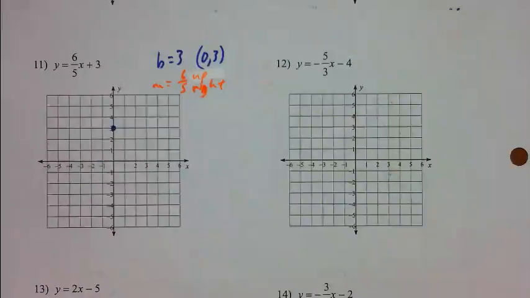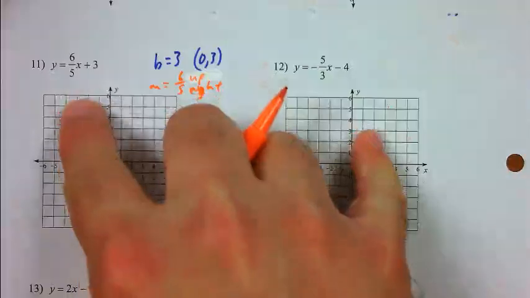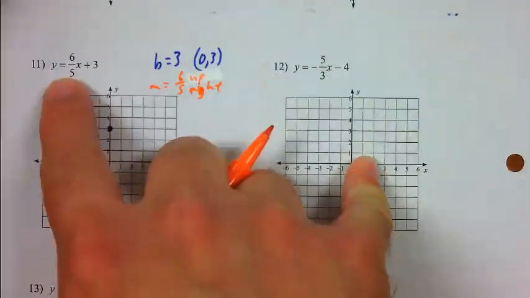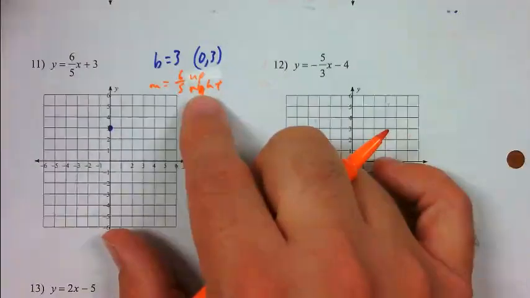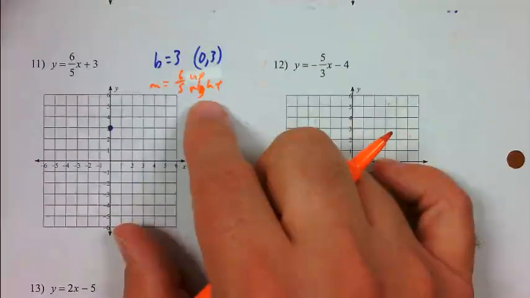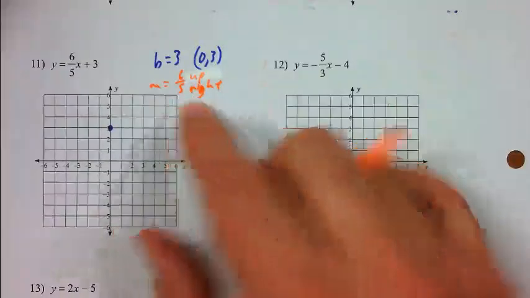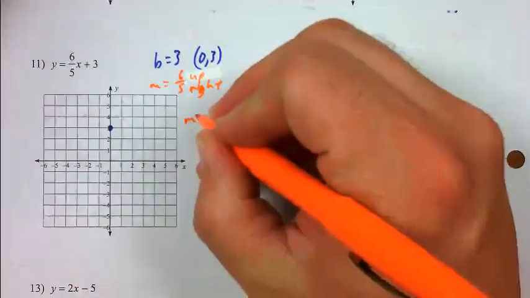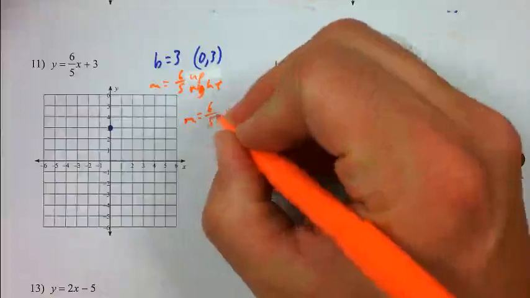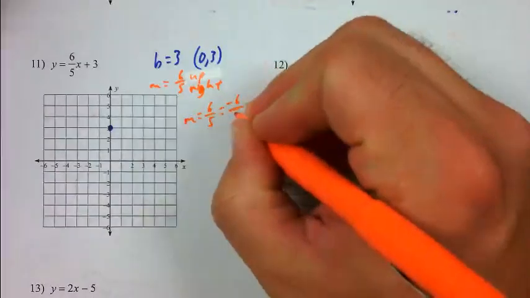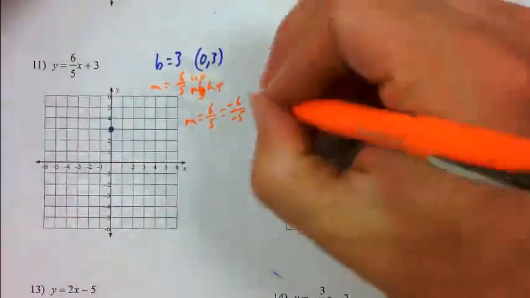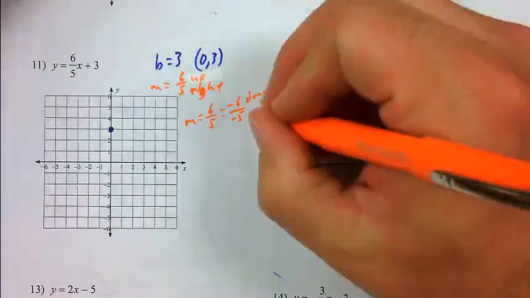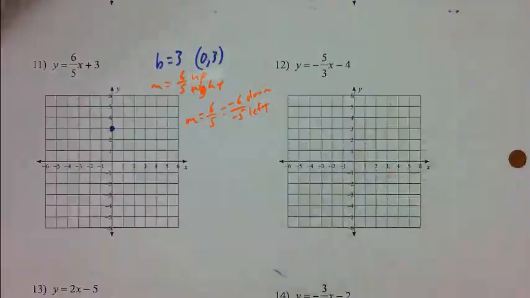Say again? Well, it's in slope-intercept form, right? So we want to go... The other thing that we can do, though, we already have our slope. You can always go backwards. So instead of going up and to the right, I could also say the exact opposite would be negative 6, negative 5, because that's still a positive answer, right? Two negatives make a positive. So I could go down and left.